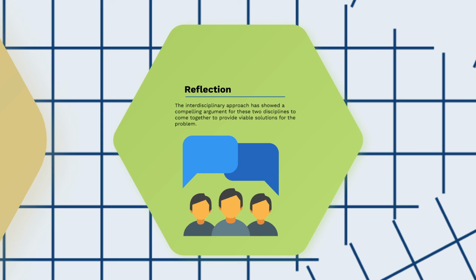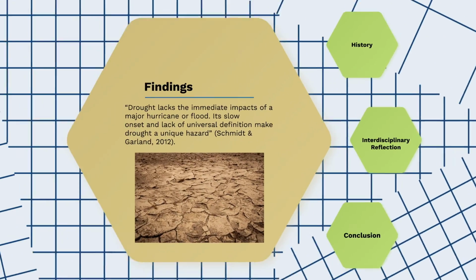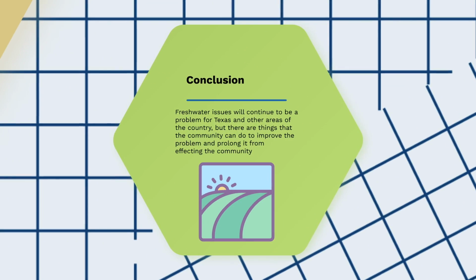The interdisciplinary approach has shown a compelling argument for these two disciplines to come together to provide viable solutions for the problem. It may not ultimately solve it, but it will hopefully bring it in the right direction. After reviewing the data and the sources that were found after researching, it is evident that this is a huge issue and requires many different areas of expertise in order to even begin to combat the situation. It is easy to see how multiple disciplines coming together can cause conflict because of the many different variables that are encountered through each discipline.